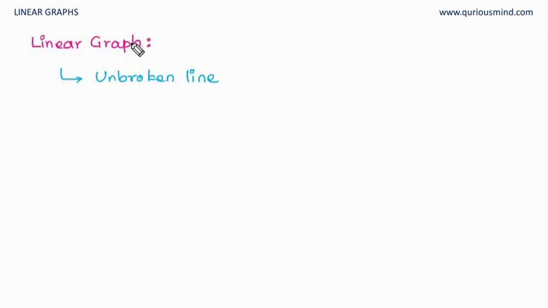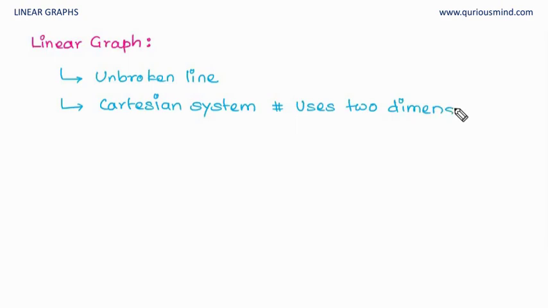In order to draw a linear graph, we should be able to locate the points on the graph paper. And for that, we use a system called the Cartesian system. The Cartesian system makes use of two dimensions to locate a point. And these are called coordinates.